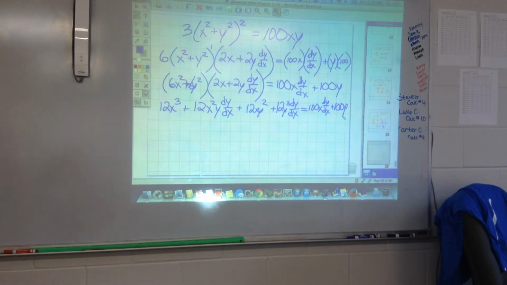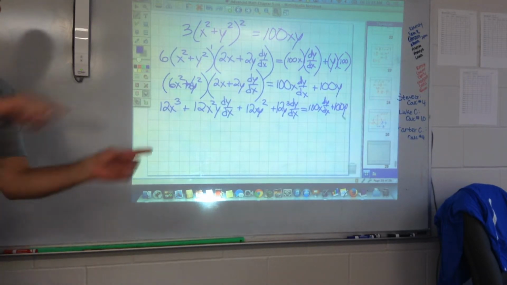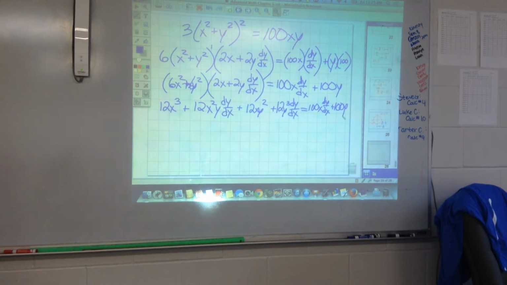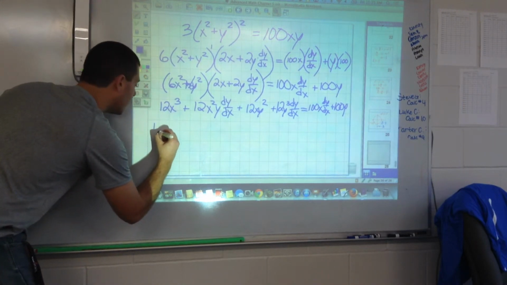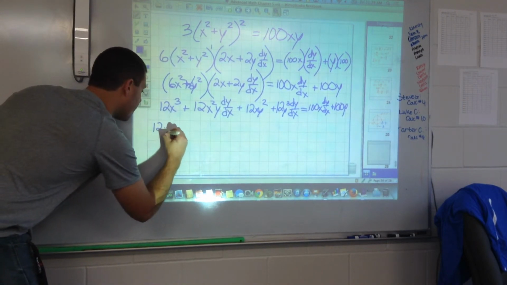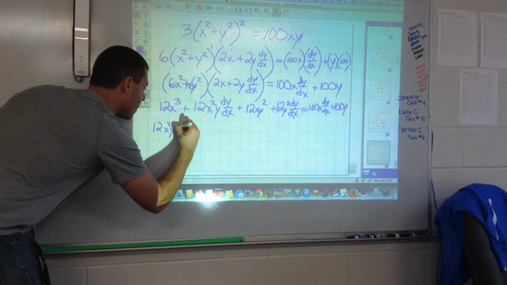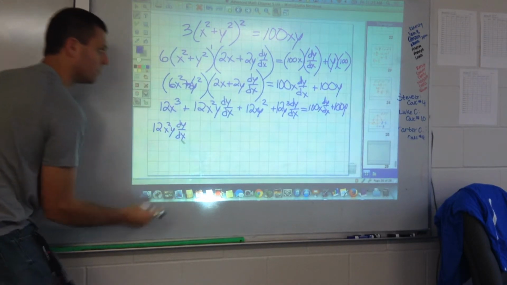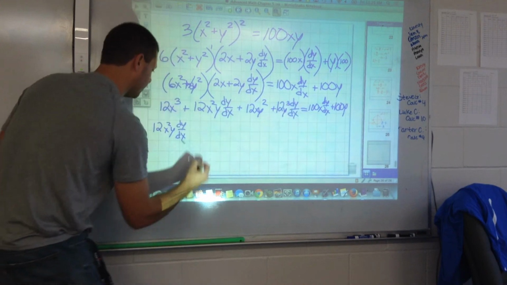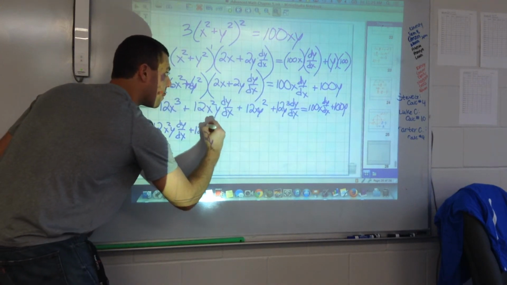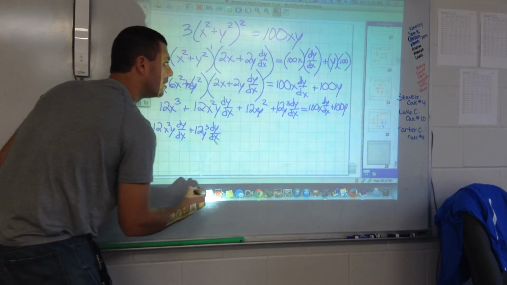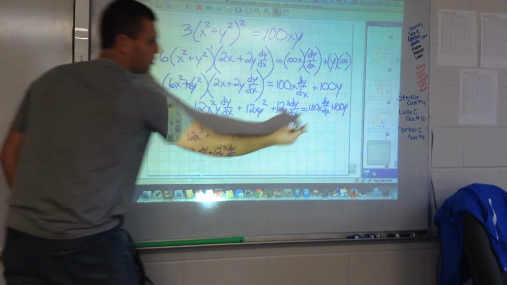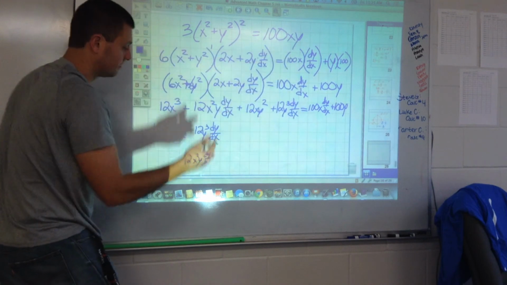Now, because you're trying to solve for dy dx, I move everything with the dy dx onto one side, and everything without a dy dx over to the other side. Well, we could at least divide by 2. Actually, divide by 4. Should we divide all by 4? If you want to. This one would move over and it would become negative.